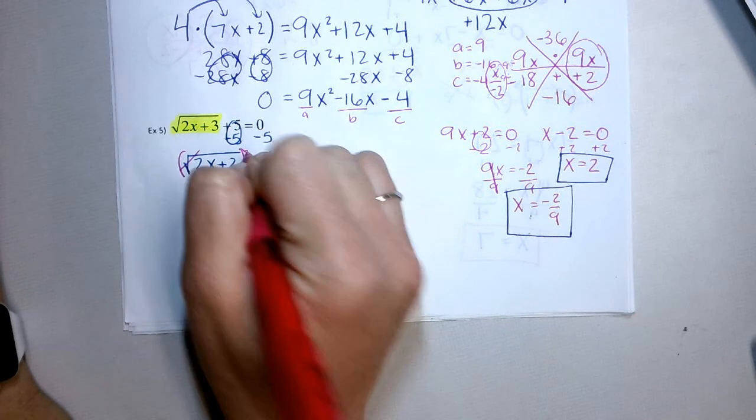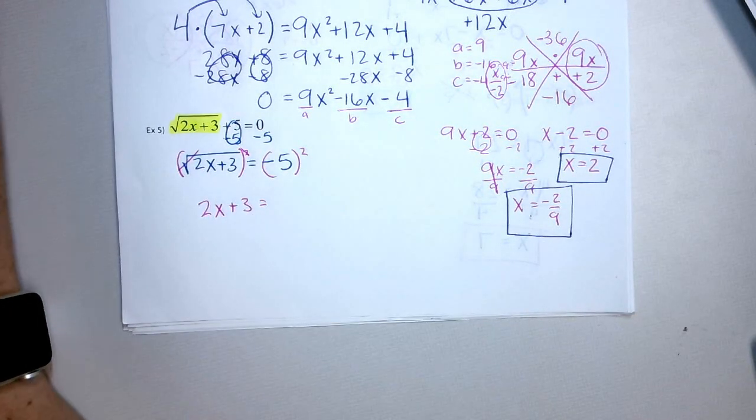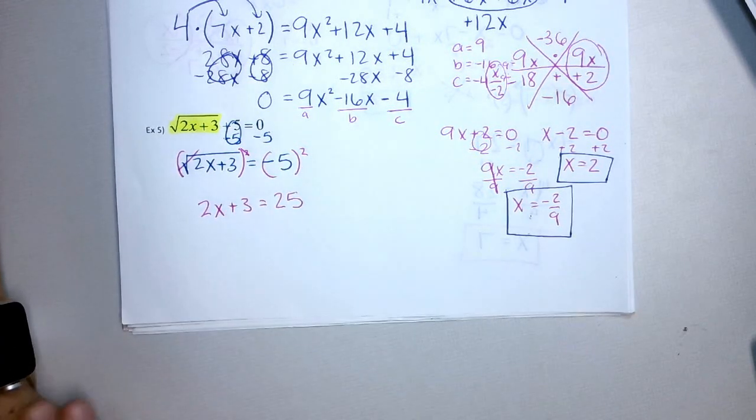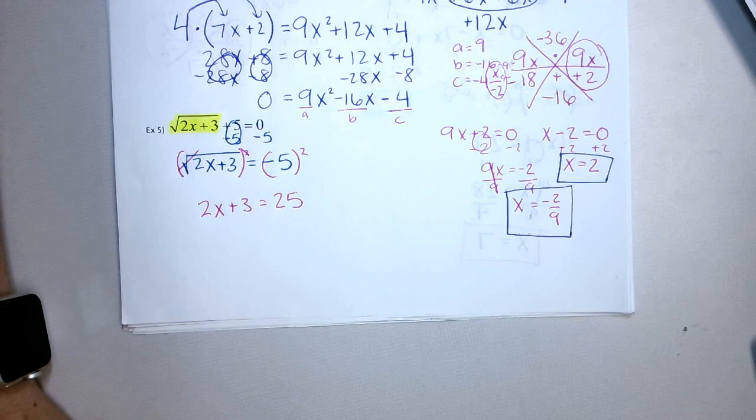Square root cancels my squared, and I'm left with 2x plus 3 equals, what's negative 5 squared? Positive 25. Why positive and not a negative? A negative times a negative is a positive. Okay, now what do I do? Do I need to snowflake on this one? No, why not? There's no x squared. There's just x. Okay, so what do I need to do?